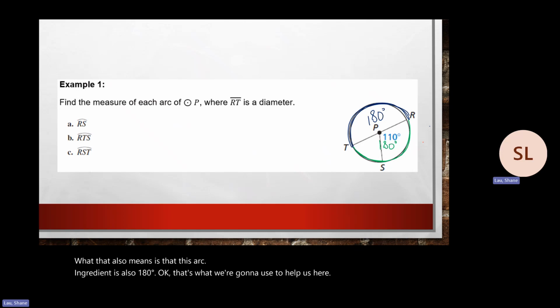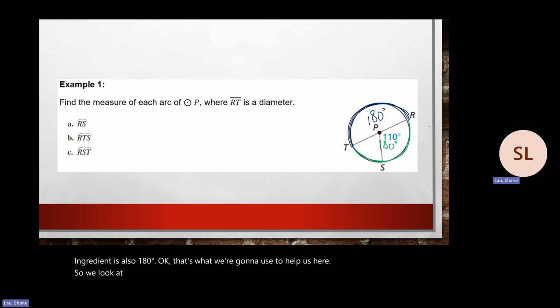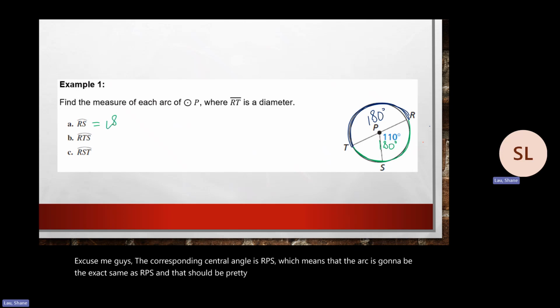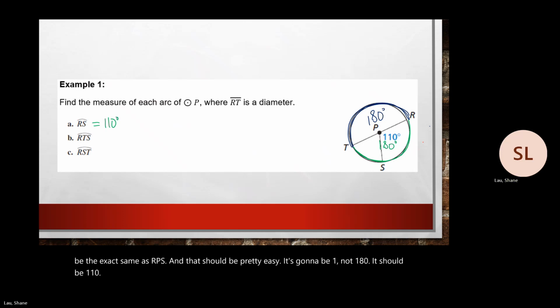That's what we're going to use to help us here. So we look at RS and the corresponding central angle. The corresponding central angle is RPS, which means the arc is going to be the exact same as RPS, and that should be pretty easy. It's going to be not 180, 110 degrees.